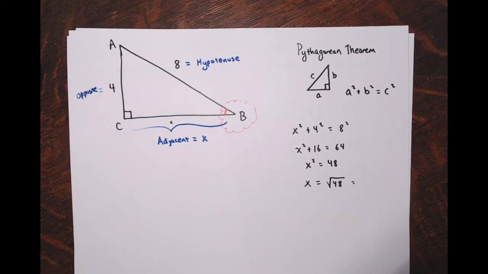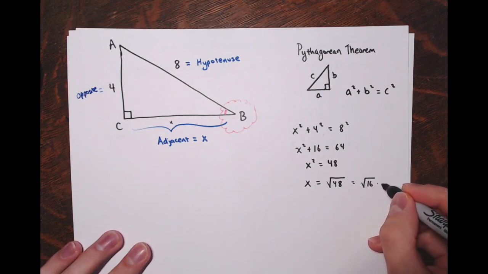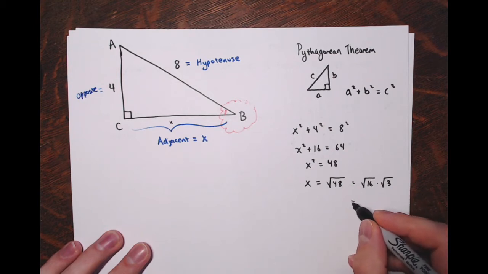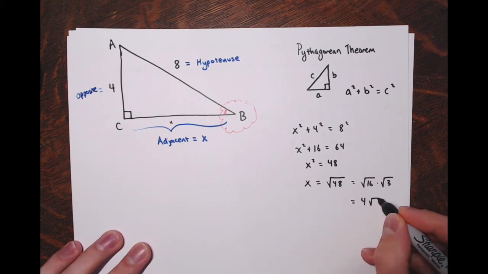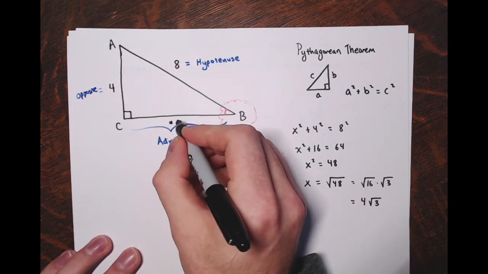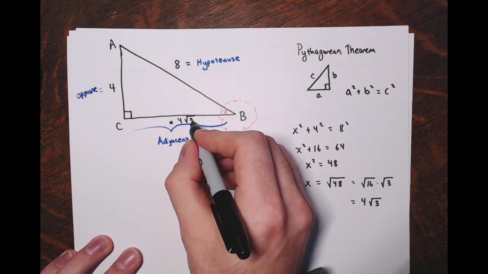Simplify radicals, simplify roots. This is the square root of 16 times the square root of 3, right? And the square root of 16 is 4. Alright, so the length of this side, this adjacent side to angle B, is 4 times the square root of 3.